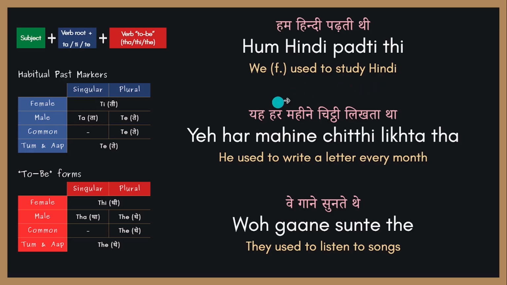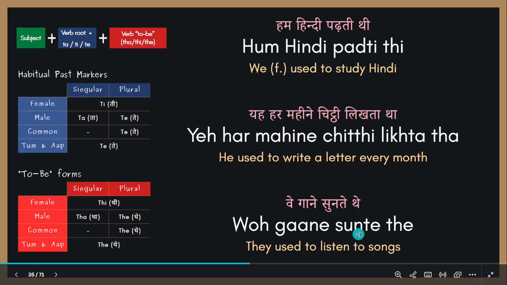ये हर महीने चिट्ठी लिखता था. He used to write a letter every month. ये is he, हर is every, महीने means month, चिट्ठी is letter, लिखता था means used to write. So he used to write a letter every month.